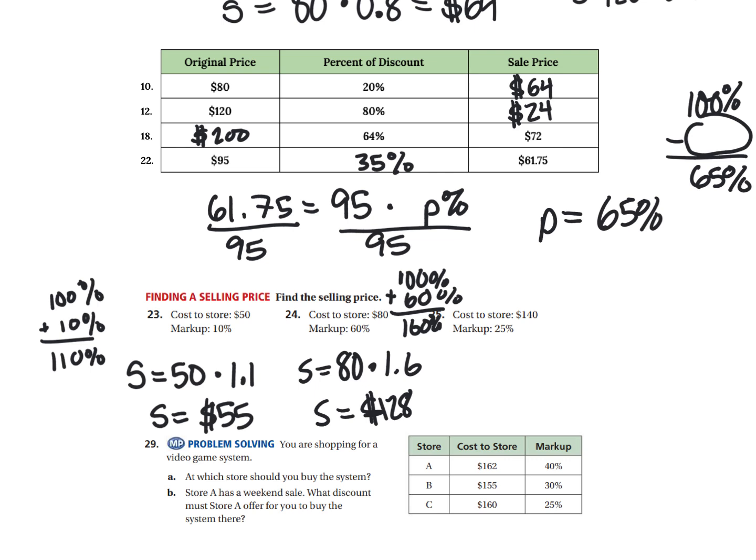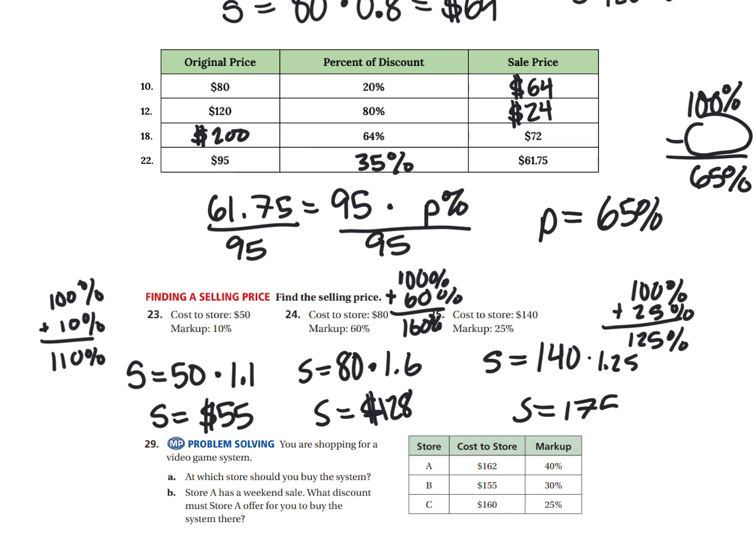Lastly, the cost of the store is 140, markup 25%. S equals 140 times 100 plus 25, which is 125%. That as a decimal is 1.25. S is equal to 140 times 1.25, or $175.